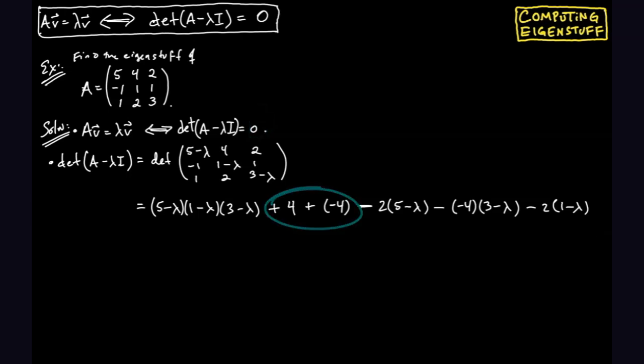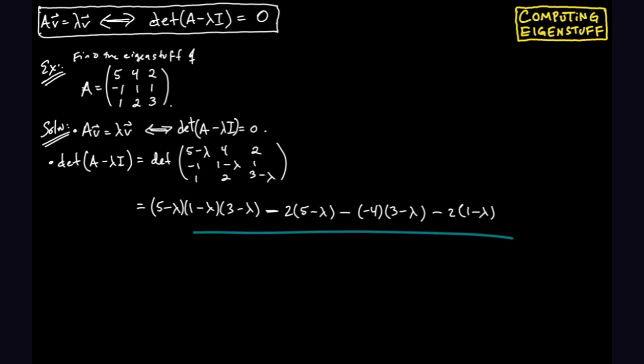This 4 and minus 4 cancel out, so let's bring this all together. And these last 3 terms, each one is linear in lambda, so let's go ahead and multiply that stuff out. And since this junk is all linear, we can probably do that in our heads. Let's see. Let's start with the lambda stuff. I'm going to get minus 2 times minus lambda, so I'm going to get a plus 2 lambda. Then I'm going to get, that's plus 4 times minus lambda, so that's minus 4 lambda. So 2 lambda minus 4 lambda is minus 2 lambda.